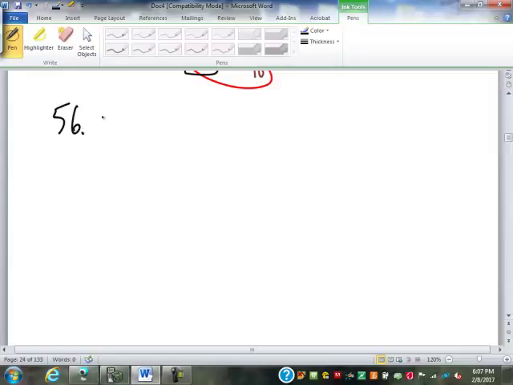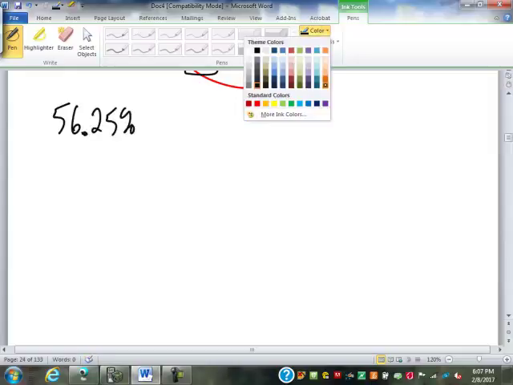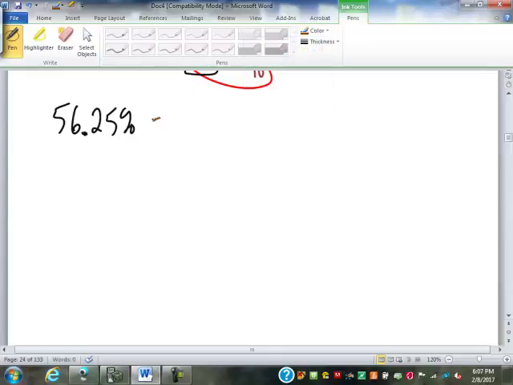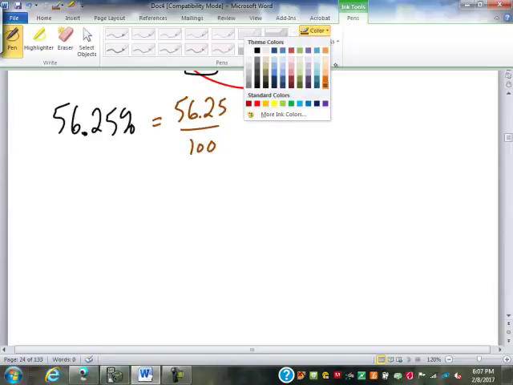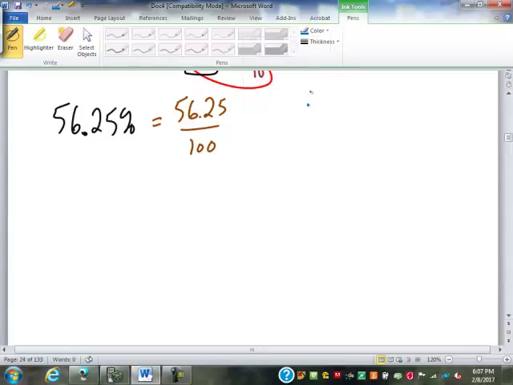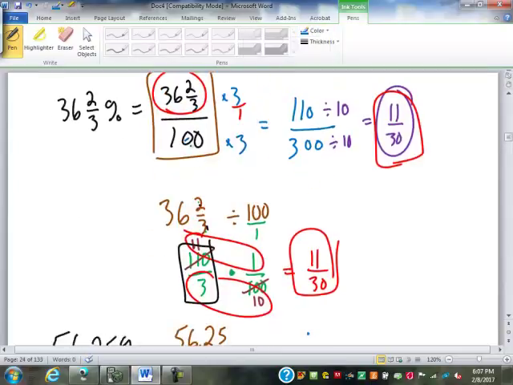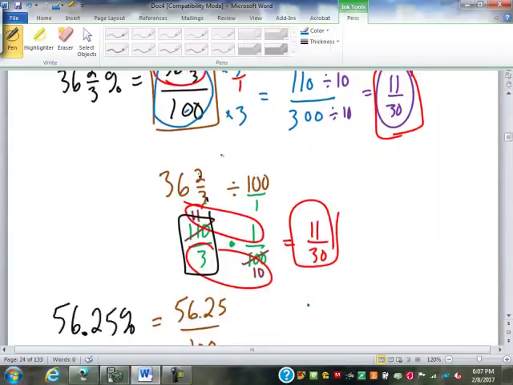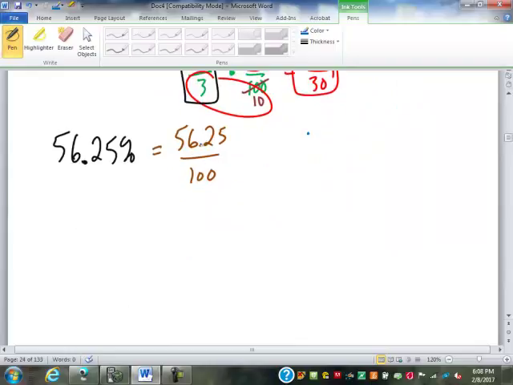Okay, so let's say we have 56.25%. And I want to change that into a fraction. Well, that's 56.25 over 100. Now, just up here, we didn't like having fractions within our fractions. Well, we don't like having decimals within our fractions anymore. So to get rid of the decimal, we're going to multiply by something.